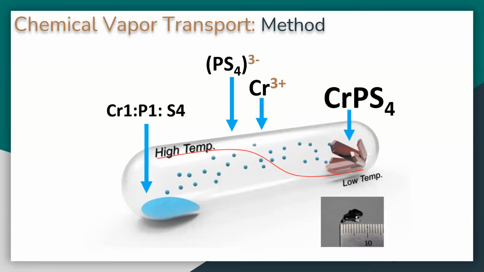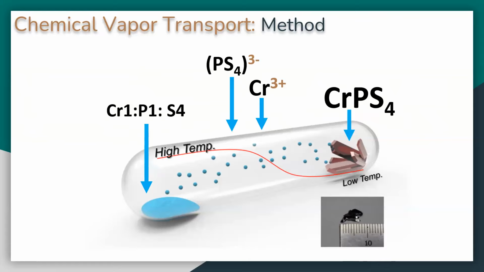The powders are carried through a temperature difference in a vacuum sealed capsule where it will be deposited in the form of crystals over time. Specifically for chromium thiophosphate, this process takes a week to form a few millimeters of the crystallized compound, which is enough for the preceding exfoliation process.